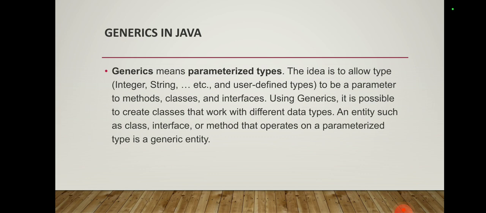So first of all, generics meaning in Java, it's nothing but the parameterized types. The idea is to allow type, the data type, which is nothing but integer, string, boolean, etc., to be a parameter to methods, classes, and interfaces. Using generics, it is possible to create classes that work with different data types. An entity such as a class, interface, or method that operates on a parameterized type is a generic entity.